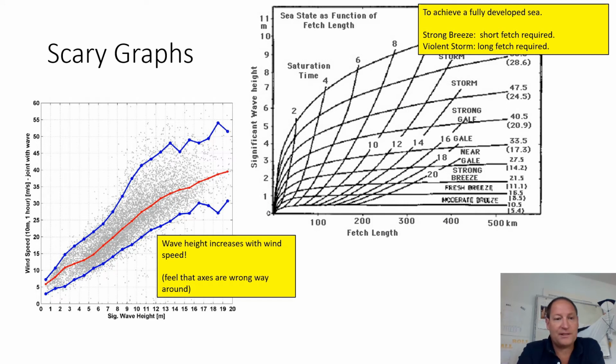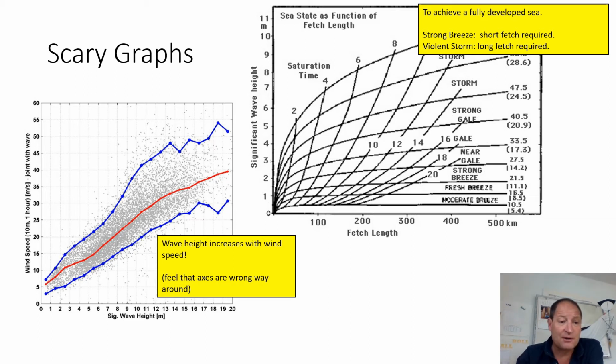Now, some graphs about all this. There's a lot of chaos when dealing with fluids and waves. It's a very chaotic system, but there is some order to the chaos. So this graph on the left is literally a scatter plot where they've measured the significant wave height for various different wind speeds. I kind of feel like this axis is the wrong way around. This is the variable that's creating the waves, and this is the dependent variable, so this should be on the axis. Anyway, never mind.